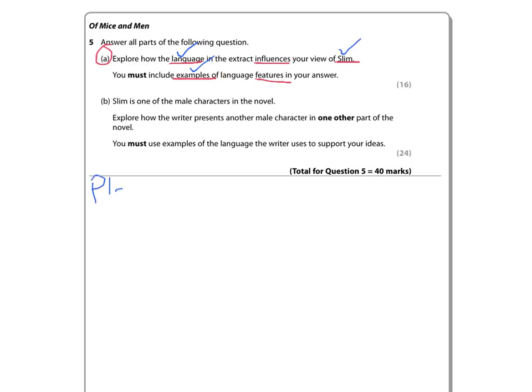Then my advice would be for you to set out a plan. Just a bullet point list of perhaps what you're going to cover in the paragraphs that you will undertake. So the first thing might be that I'm going to talk about the descriptions used. The descriptions of the character, for instance. The second thing might be descriptions of the settings and how that might impact upon our idea of Slim. And maybe I would move on then on my third paragraph to talk about his interactions with other characters.